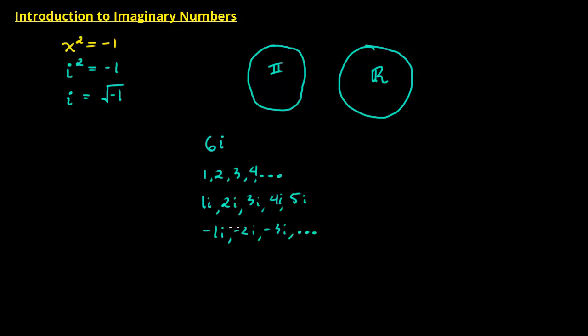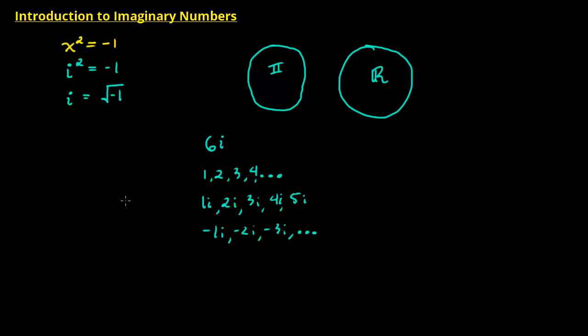And as well as numbers that are between -1i and -2i, just like in the real number system. So I've got all the numbers between -1i and -2i. Literally, we can just take the real number set and multiply it by i, and I'll get the whole imaginary number set.